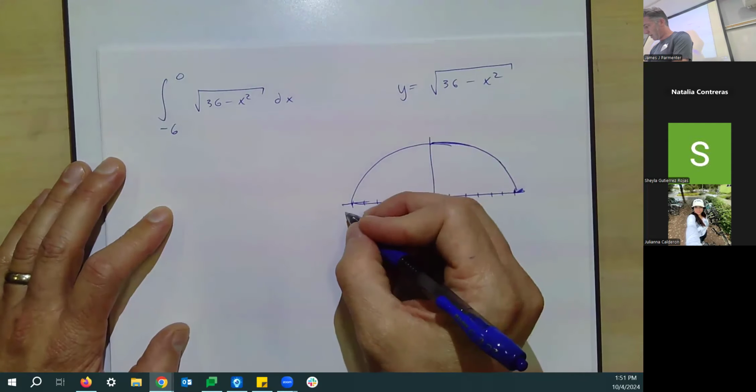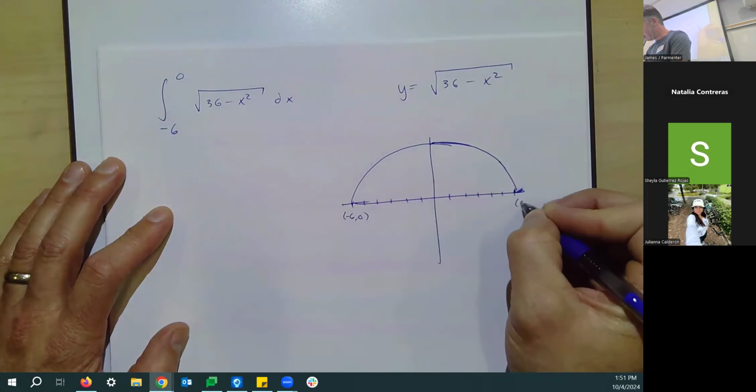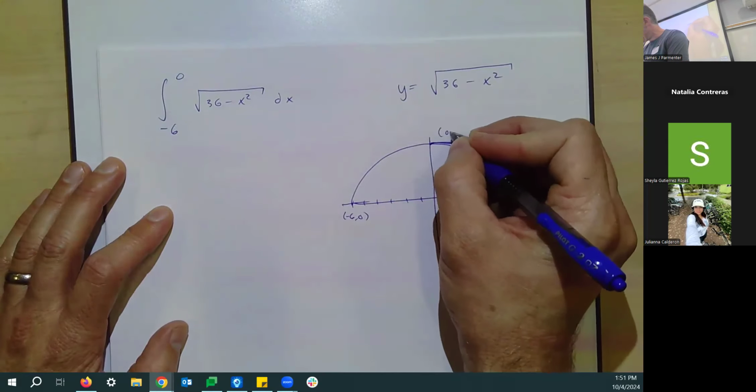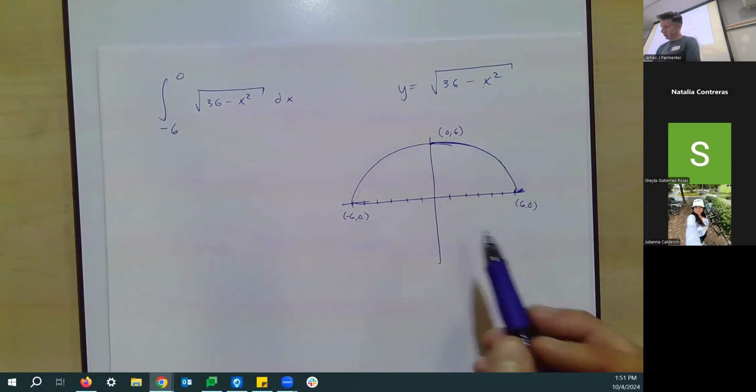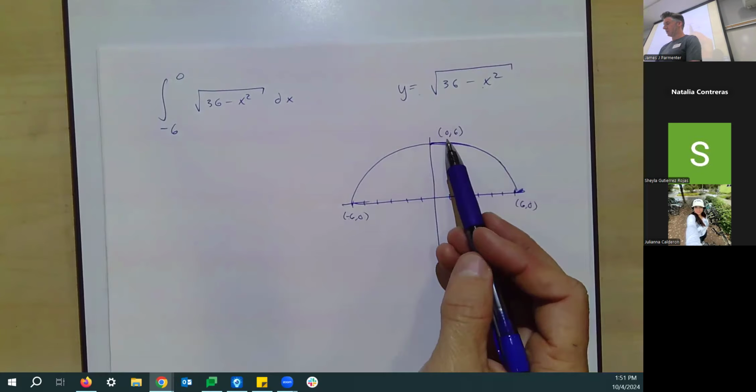So my points here are negative 6, 0, 6, 0, and 0, 6, which you can certainly see if you plugged in any of those points, right? You plug in 6 for x, you get 0 for y. Plug in negative 6 for x, you get 0 for y. Plug in 0 for x, you get 6 for y.